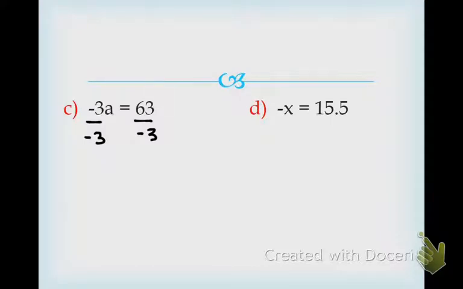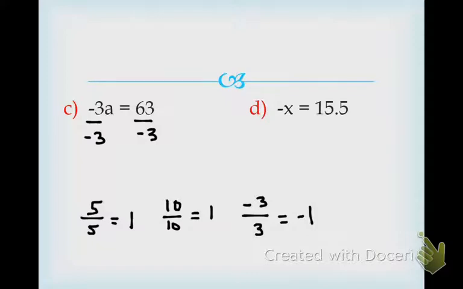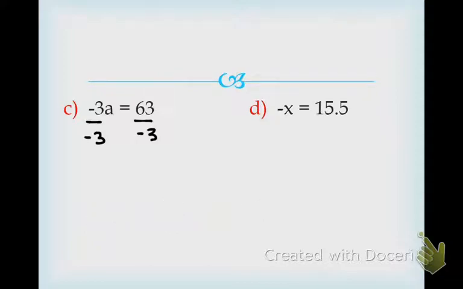So like for this, if you think about 5 divided by 5 equals what? 1. 10 divided by 10 equals 1. Negative 3 divided by 3 would actually equal negative 1. I don't want my answer to be a negative 1, so that's why I have to divide by negative 3, because negative 3 divided by negative 3, since I'm dividing myself, equals 1. So that's why you have to make sure you divide by a negative 3. You have to divide by the same exact thing that you're trying to get rid of.